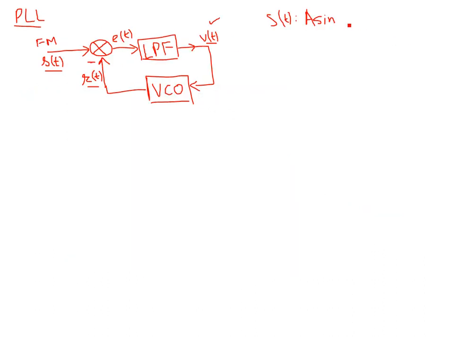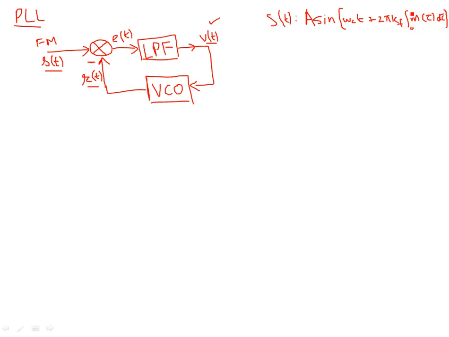So let's plug this over here. This is omega_c t, where omega_c is the unmodulated carrier frequency, plus 2 pi k_f, which is the FM modulator sensitivity. Okay, and then I have the integration of m(tau) d tau from 0 to t. These are the integration limits, and that is it.